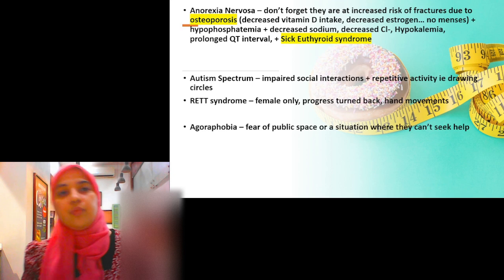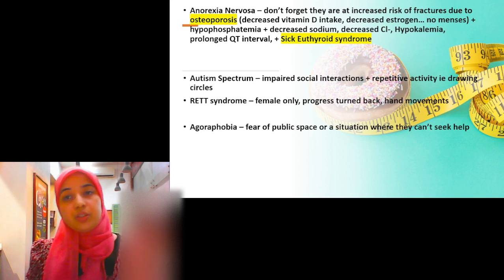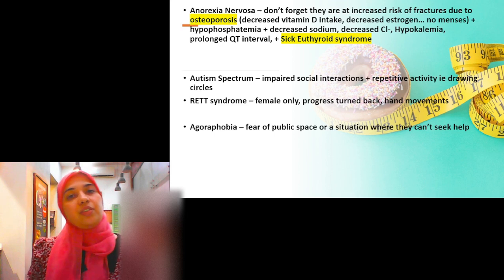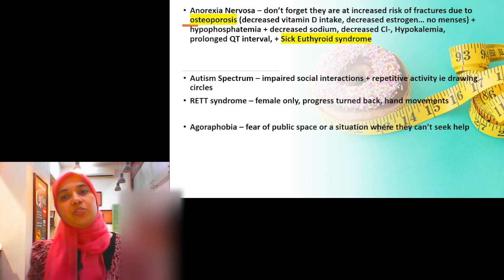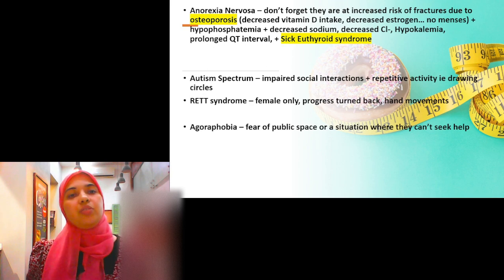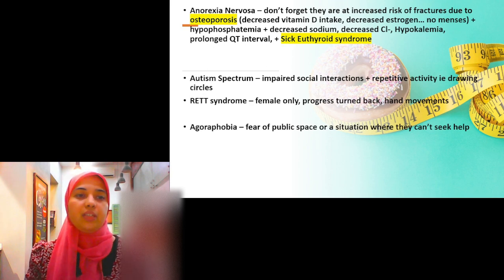Anorexia nervosa, don't forget that they are at increased risk of fractures due to osteoporosis. This is because they have decreased vitamin D intake, decreased estrogen, and no menses. Hypophosphatemia, decreased sodium, decreased chloride, hypokalemia, everything is down with anorexia nervosa. Prolonged QT interval and something called sick euthyroid syndrome. You'll see that with anorexia.